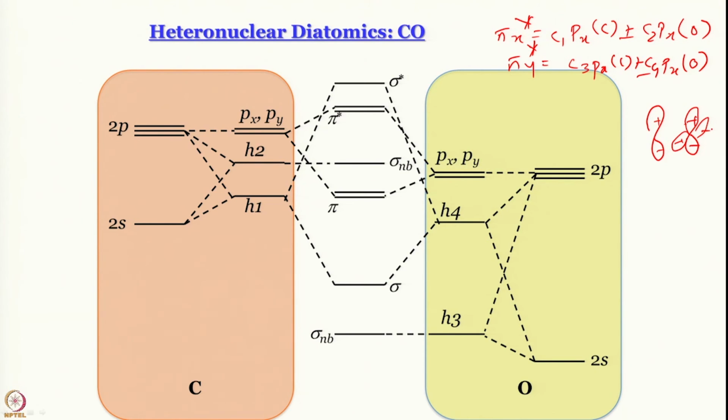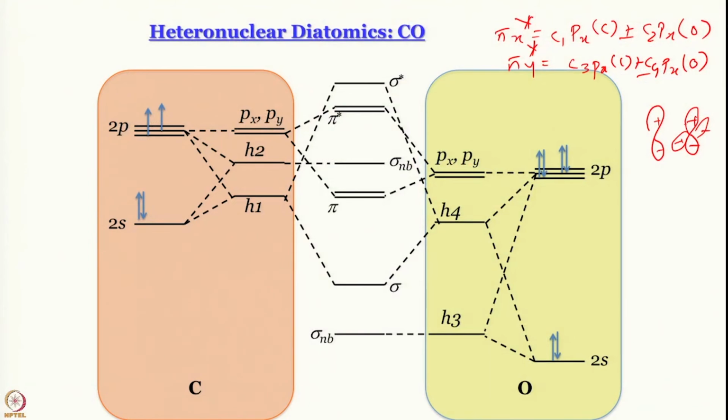So, while constructing these pi MOs, we do not take Pxc plus Pxo plus Pyc plus Pyo, we do not do that. We only take x's and y's. So, this is how the problem of formulation becomes a little simpler. Okay. Now, we have to fill in the electrons.